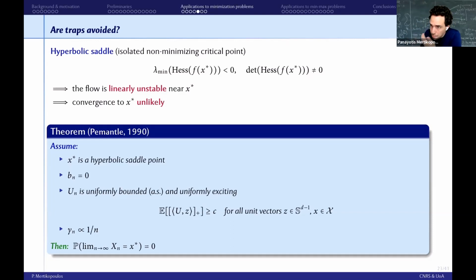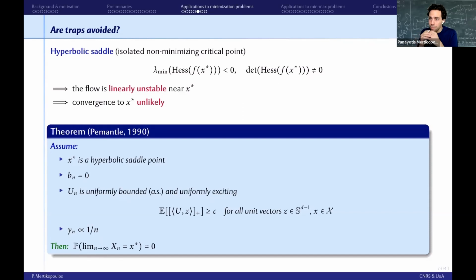So what Pemantle showed is that if there is no offset in the algorithm, so we're talking about SGD basically, and the noise is uniformly bounded and uniformly exciting, and we use a 1/n step size, which was extremely popular back in the 90s up to the early 80s, but now it is extremely unpopular because it can be quite slow in practice. But anyway, under these assumptions, the probability that we will end up converging to a hyperbolic saddle point is 0. So there are some assumptions, of course, but the end result is extremely strong.